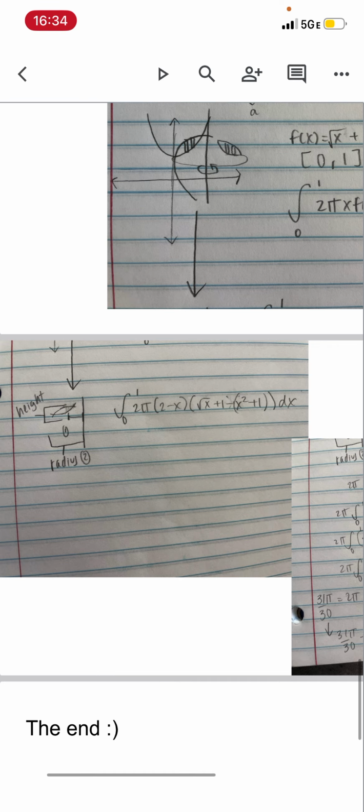So 2 pi times 2 minus x times square root of x plus 1 minus x squared minus 1, distributing that negative, times dx. That is our shell method. And it's a whole lot easier because you don't have to change anything. It's already set up as well because it's being revolved around the line that works best with the method.